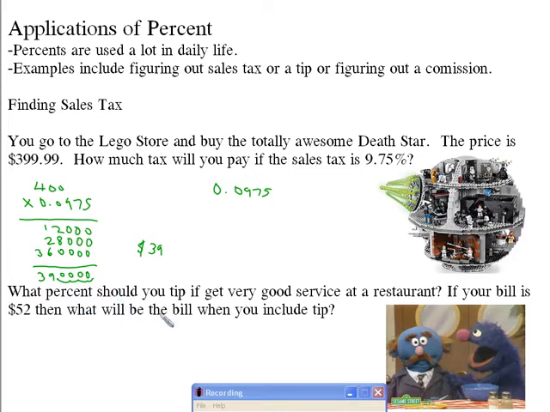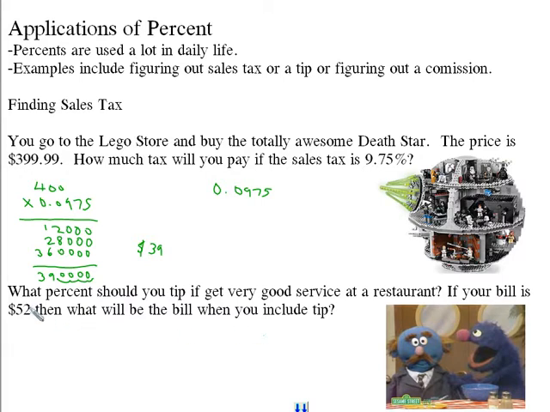Now, if you go to a restaurant, here's an example of a restaurant interaction. I don't know if you're familiar with Big Blue and Grover, but Grover is the worst waiter ever, and Big Blue always gets his order messed up somehow. Hopefully you will never have a server like that. What percent should you give if you get very good service at a restaurant if your bill is $52? And what will the bill be when you include the tip?